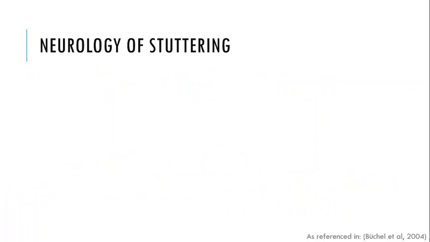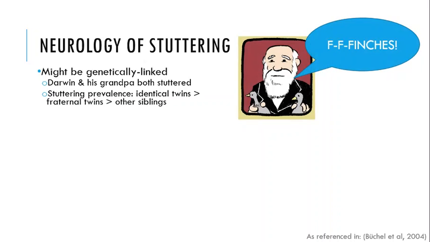Before we get into the prevalence of stuttering in sign languages, let's quickly look at the underlying mechanisms. Why do people stutter? So there are a lot of theories. One is that stuttering may be genetically linked. Charles Darwin stuttered, and so did his grandfather. Newer studies looking at twins and siblings have revealed evidence for possible stuttering genes.